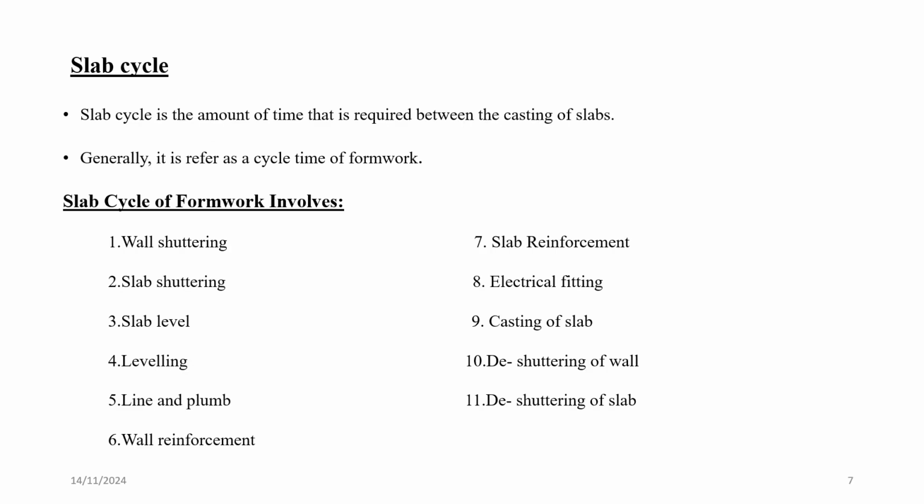Slab cycle. What is a slab cycle? Slab cycle is the amount of time that is required between casting of slabs. Generally, it is referred as cycle time of formwork. Slab cycle of formwork involves wall shuttering, slab leveling, line and plumb, wall reinforcement, slab reinforcement, electrical fitting, casting of slab, deshuttering of wall, deshuttering of slab.